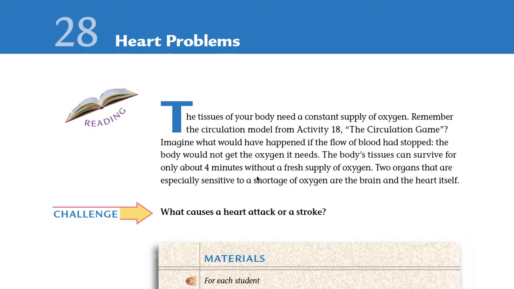Let's read up the top here. It says the tissues of your body need a constant supply of oxygen. And then it says, remember the circulation model from Activity 18. We didn't do that, so we're just going to skip over that.